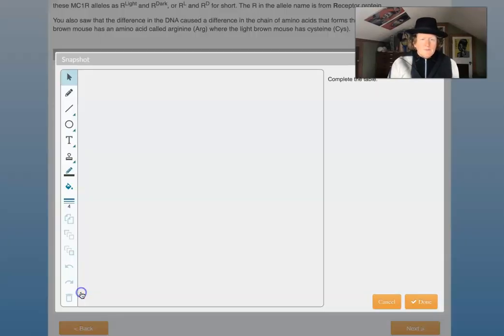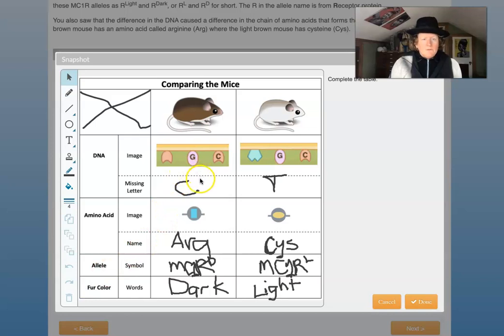So I've already completed the table here. We know the differences are C versus T in dark versus light, and this is at the DNA level. That's transcribed to RNA, which is then read in the ribosomes outside in the cytoplasm, which assembles the amino acids. There's a different codon, as you can see, for each of these mice. You can see the difference here. And one codon gives arginine and the other gives cysteine in that position, the 67th amino acid position.